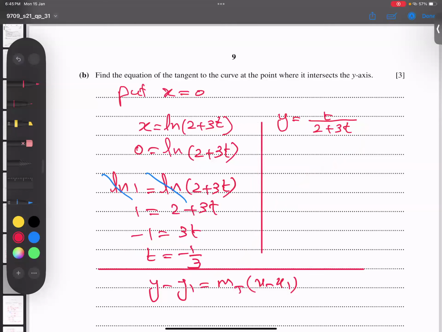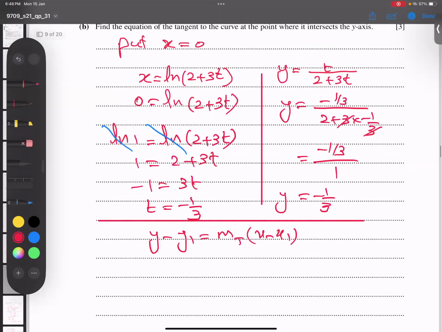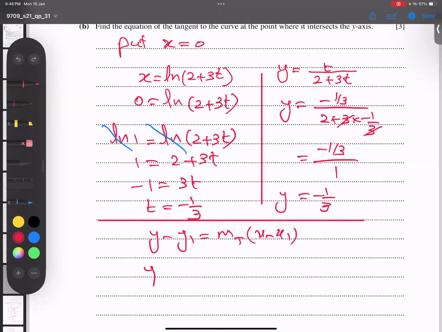So have a look now, students. So y is equal to negative 1 over 3 divided by 2 + 3 times the t value, which is negative 1 over 3 here, the 3 cancels. I got negative 1 over 3 in the numerator, and here in the denominator I got 1. Ultimately, I got a y value of minus 1 over 3. Now, students, this value will come here. So minus 1 over 3, I'm writing it here. And x1 is coming 0 from there. So no issue at all.